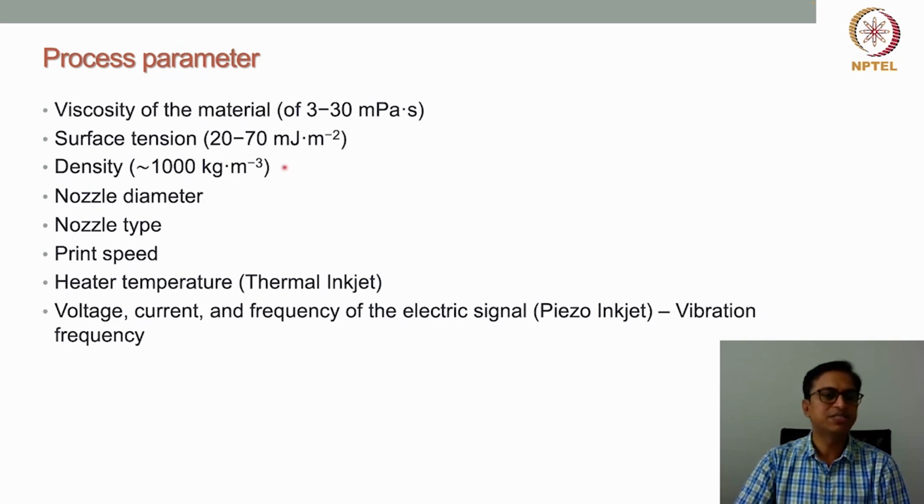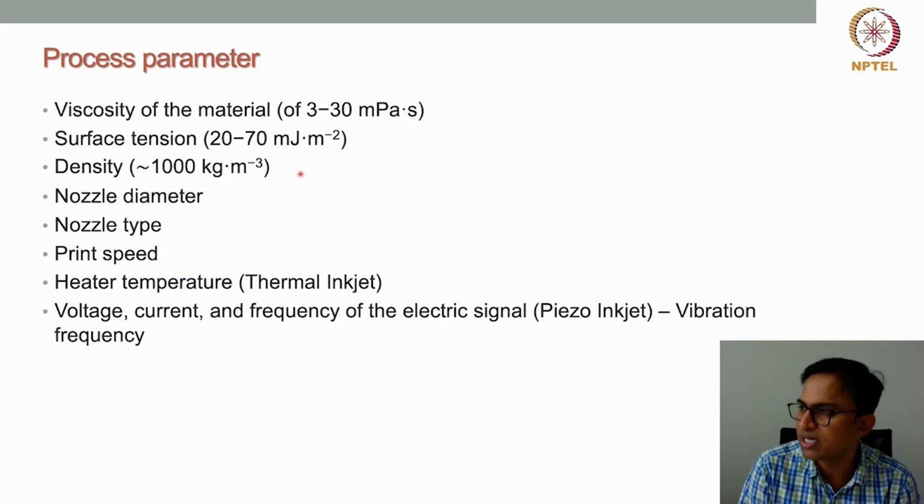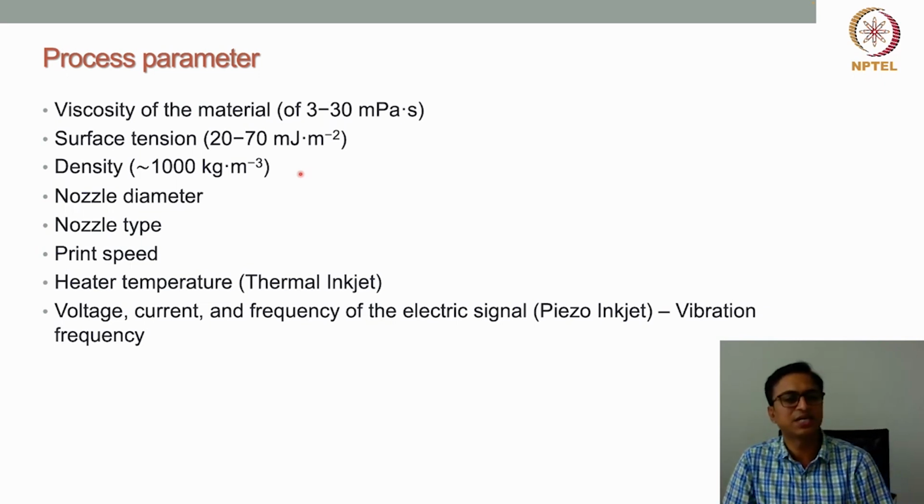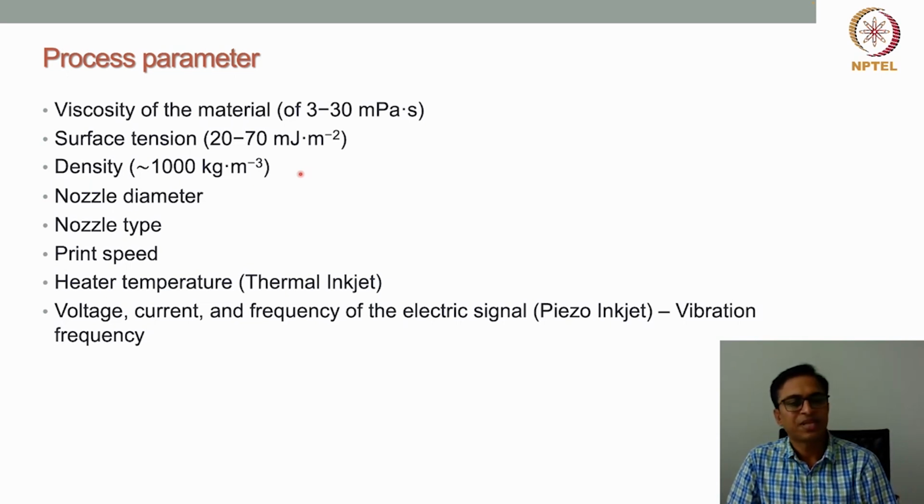Again, density of the materials is very important. In inkjet 3D printing, we generally don't prefer to print a highly dense structure, highly dense material. So a density of somewhere like 1000 kilogram per meter cube can be very well used, right? Then the next thing is the nozzle diameter, and we have already discussed in the earlier section that in case of thermal inkjet, the nozzle diameter is around 50 micron, and in case of piezo, it can go a little lower than that.